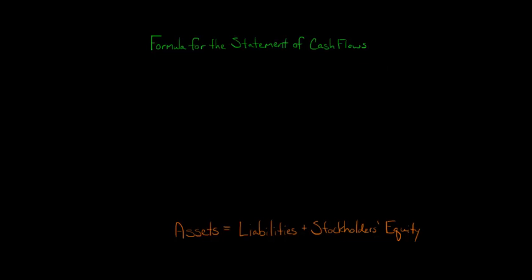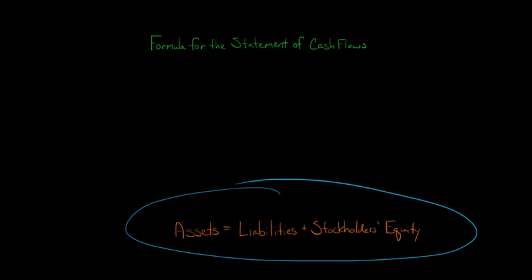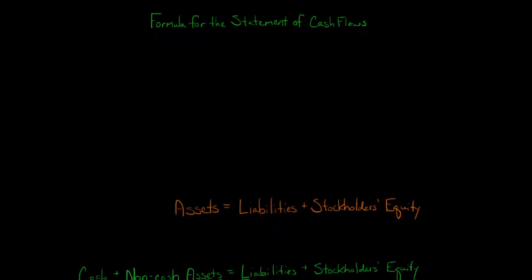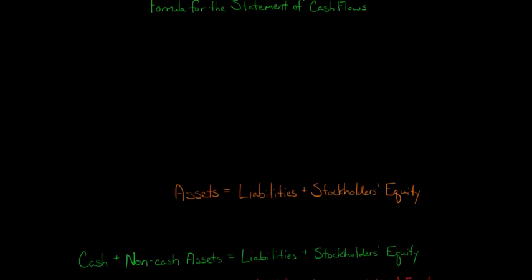Okay, so if we start with our fundamental accounting equation where we have assets equal to liabilities plus stockholders' equity, we can make a few tweaks to this to be really helpful when we put together a statement of cash flow. For example, we could note that assets could really be divided into two parts. You could have cash, which is obviously an asset, and then non-cash assets. So I haven't changed anything to this equation except I separated the left-hand side into cash and non-cash assets.